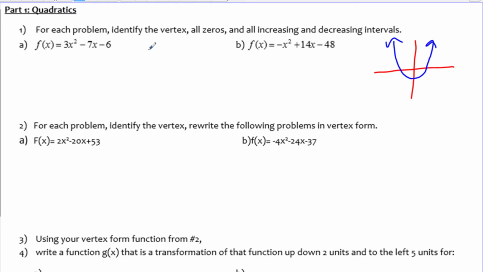And when they say vertex, they're actually talking about the turning point of the graph, where it stops going down and starts going up, or stops going up and starts going down. Whenever it turns, that would be the vertex. And then we can also talk about its zeros. The zeros are the spots where it crosses the x-axis. We call those the x-intercepts, so zeros and x-intercepts are interchangeable.